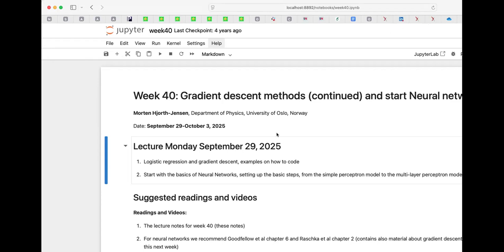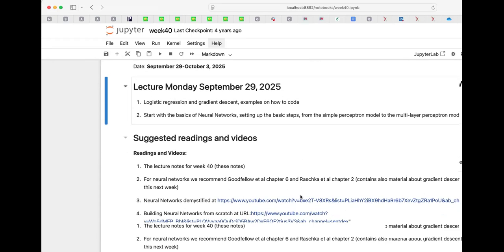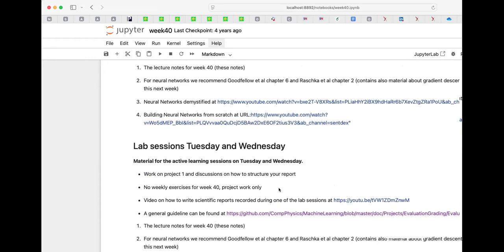The material which we will cover with neural networks will also serve as a way to introduce automatic differentiation, which we will discuss next week when we are setting up the program and the algorithms for designing a neural network. And hopefully the exercises will also be of use because we are going to build up gradually a software for a neural network. There are some videos here, and also for the lab sessions.